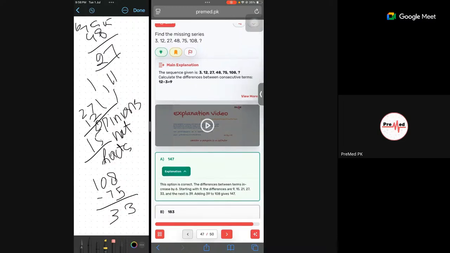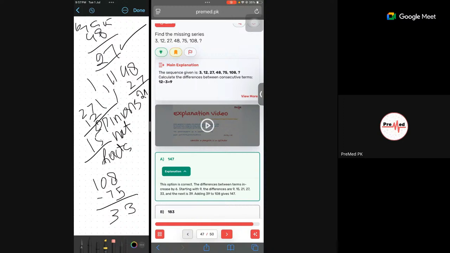So what is going to be the answer? The differences between all these terms: we have 9, then the difference between 12 and 27 is 15. The difference between 48 and 27 is 21. Then the difference between 48 and 75 is 27, and the difference between 75 and 108 is 33.